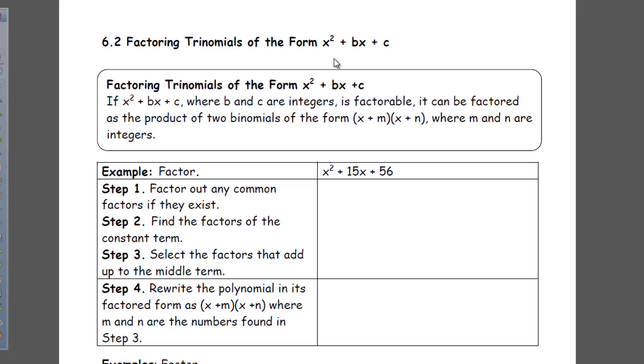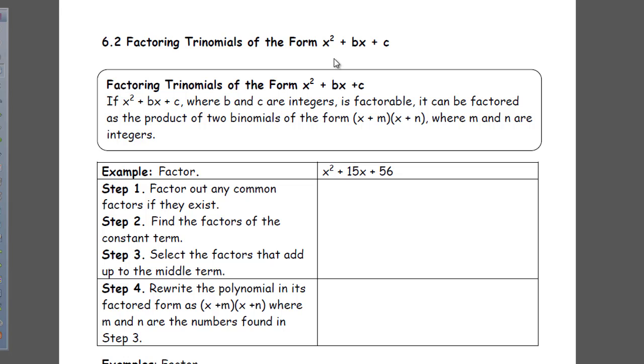So it says if x squared plus bx plus c, where b and c are integers, is factorable, it can be factored as the product of two binomials of the form x plus m times x plus n, where m and n are integers. Okay, doesn't really tell us how yet, but it does say that it can happen. All right, so then in this example, we want to factor x squared plus 15x plus 56. Okay, step one. If we have any common factors, factor them out. Okay, we don't. So we don't have to do that first step for this example.